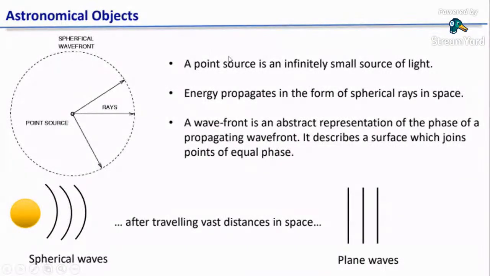What an astronomical object looks like is generally a point source, an infinitely small source of light, and energy propagates in the form of spherical rays in space. We have studied this in classes 11th and 12th. A wavefront is an abstract representation of the phase of a propagating wave, like how the light is traveling in space. Suppose there is a small point source, spherical wavefronts are emitting out of it. And these are plane waves.